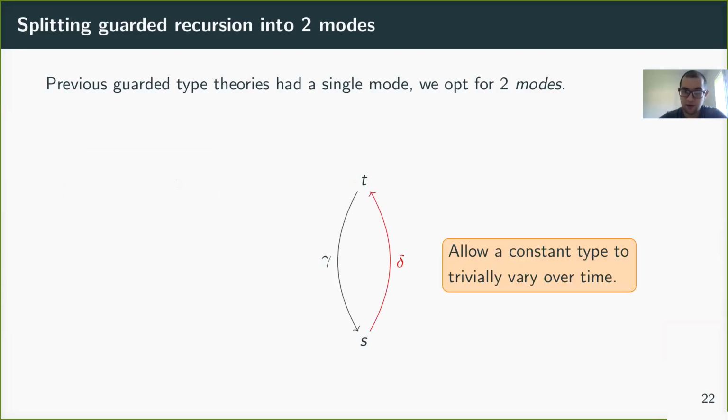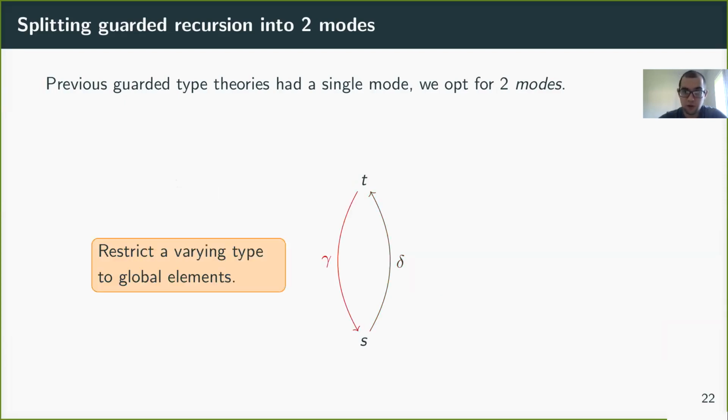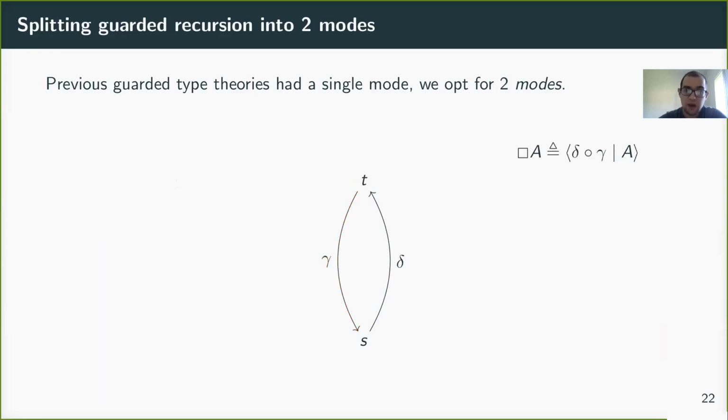We can take any constant type and forget that it's constant and allow it to trivially vary over time. We can also take a type which does vary over time and restrict our attention to its global elements, so things that are always available. And doing the loop down up is precisely box A from the previous slide. So we can recover the always modality from guarded recursion in this way. The later modality is represented as a sort of loop going from time-varying types to time-varying types. And so these operations give us a handful of modalities, which I've given more convenient notation over here.